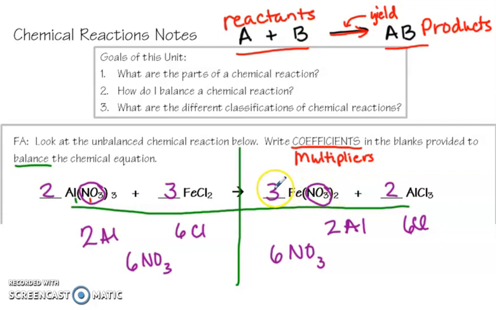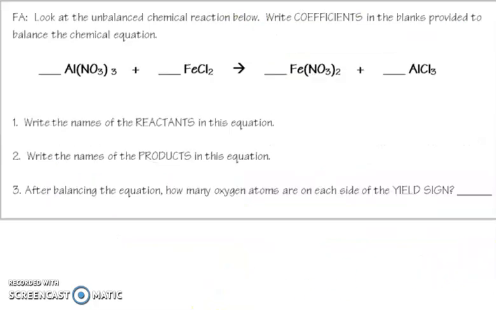So now look at this. We've got 3 times 2 nitrates here for a total of 6. Now I've got 3 irons, and over here I've got 3 irons. Well, that's great. In fact, everything works out just groovy here, and it works out great. So let's answer some questions here. We had 2, 3, 3, 2.